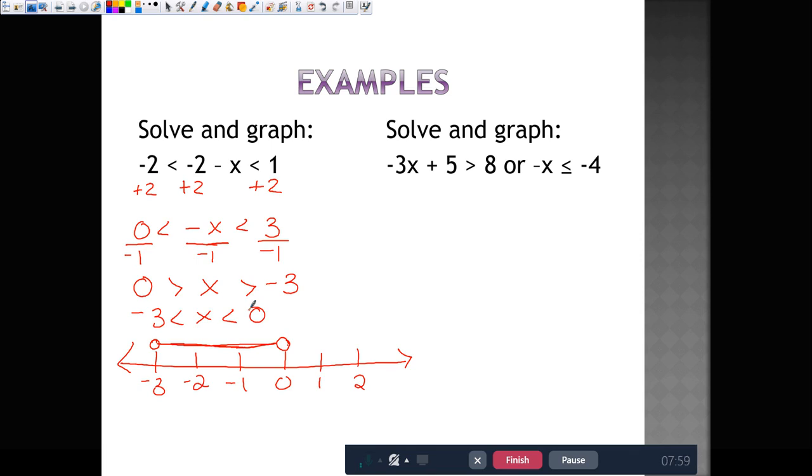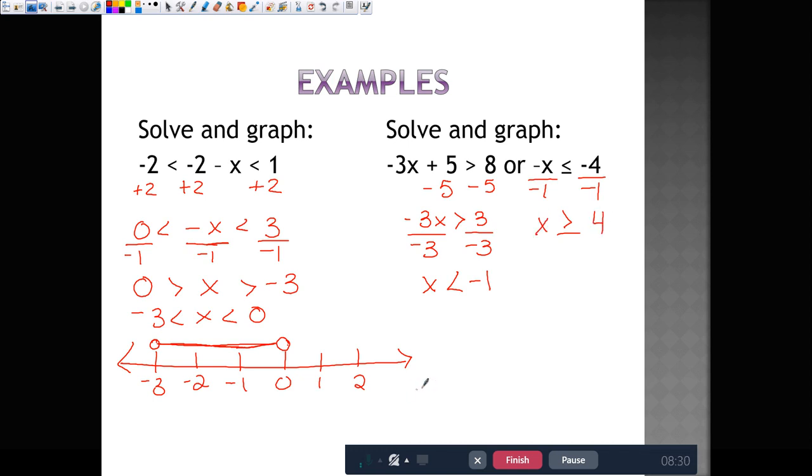All right, so this has an "or", so I must solve them separately. So I'm going to subtract 5 from both sides. So I'll get negative 3x, and then that will be 8 minus 5 is 3. I'm going to divide by negative 3. So I'm dividing by a negative number, so I'm going to flip my sign. So then x is going to be less than negative 1. Here I'm going to be dividing by negative 1. So again, I'm going to flip my sign, greater than or equal to. So x is going to be greater than or equal to 4.